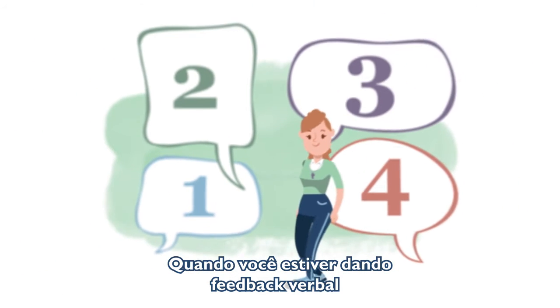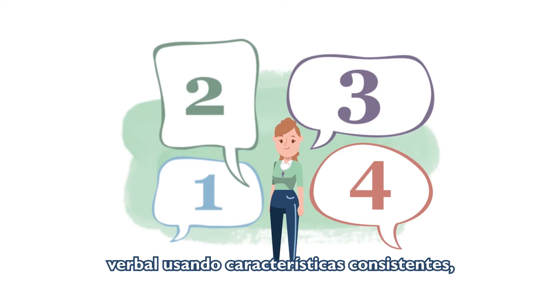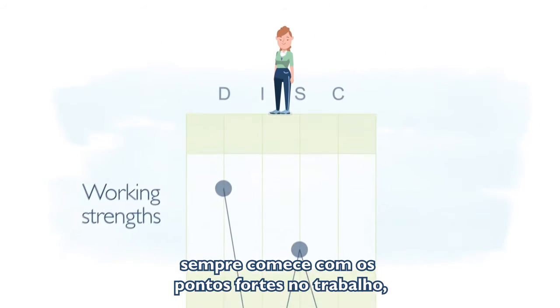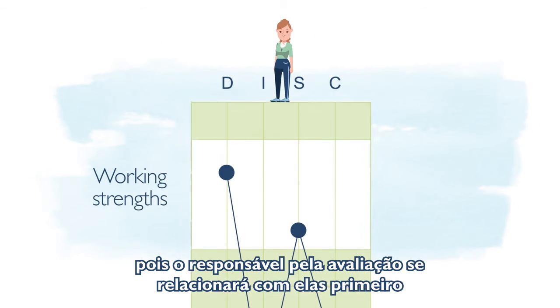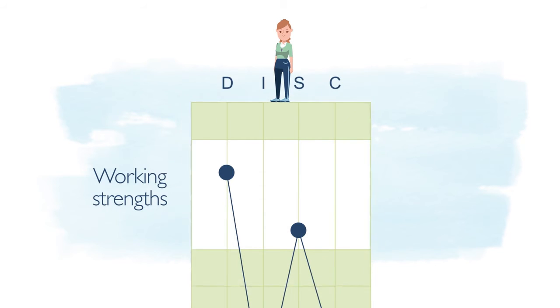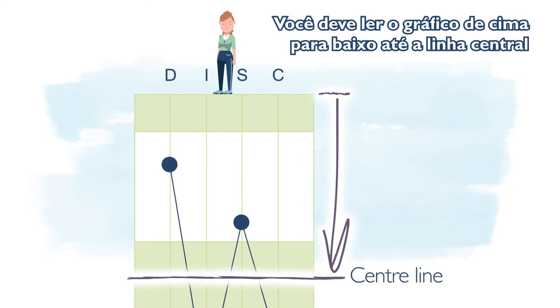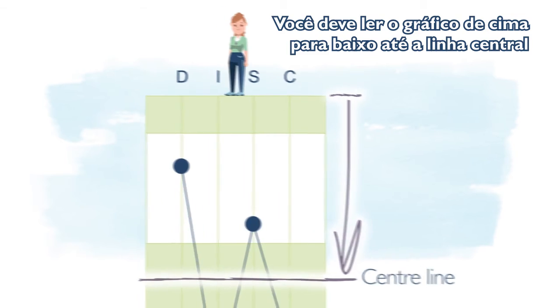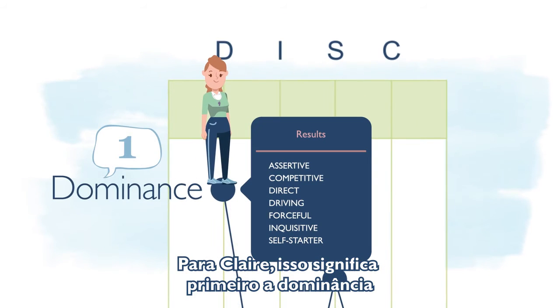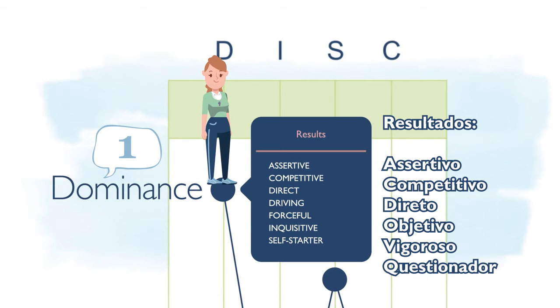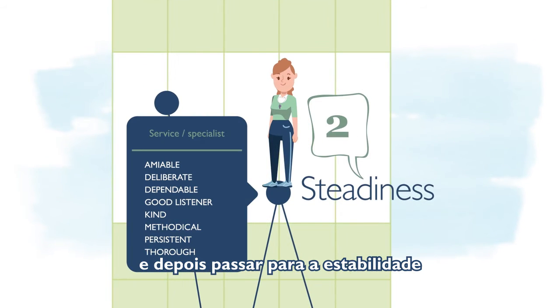When you are giving verbal feedback using consistent characteristics, always start with working strengths, as the assessment taker will relate to these first. You should read the graph from the top down to the centre line. For Claire, that means covering dominance first. And then moving on to steadiness.